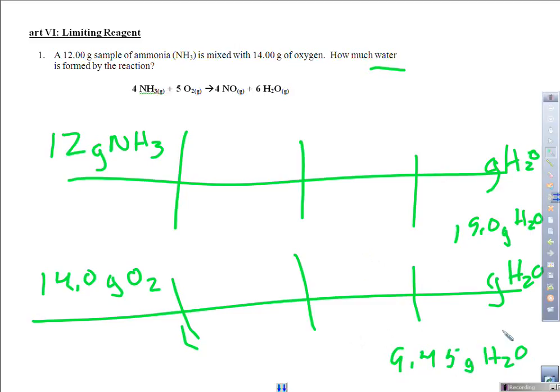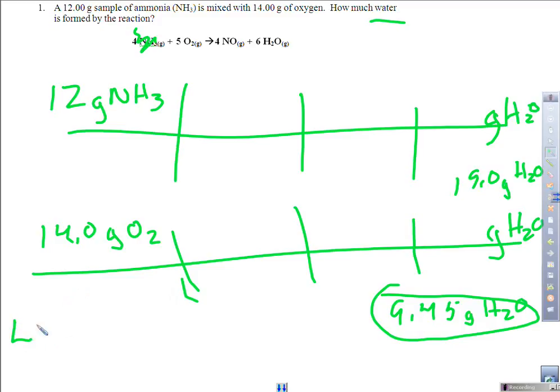Now, the way this works is if we said that we didn't care about the oxygen, so let's say the oxygen was in excess. If that's the case, with NH3, we'd only be able to produce 19 grams of water. But with oxygen, let's say that this was in excess. And so if that's the case, we're only able to make 9.45 grams of H2O. That's the limiting reagent. And the reason why that one is a limiting reagent is because we can only make that many grams of water if we start with that many grams of oxygen. So the answer is going to be the following. Our limiting reagent is 14 grams O2.